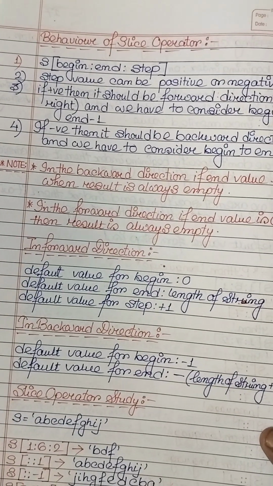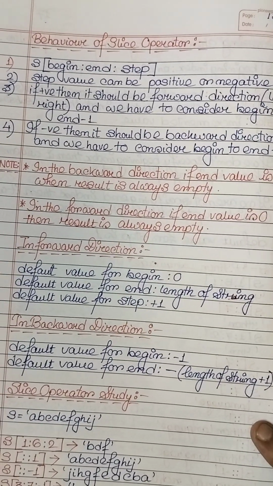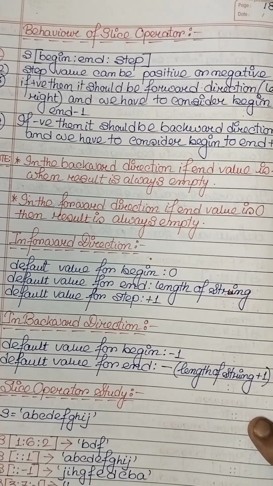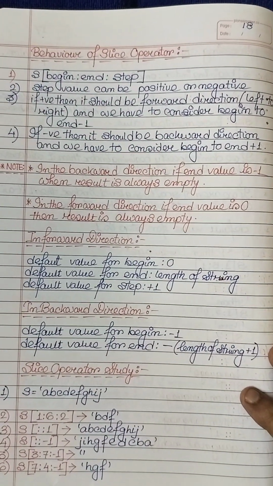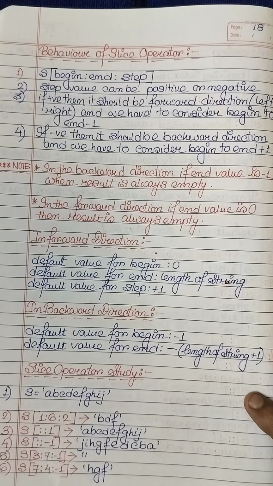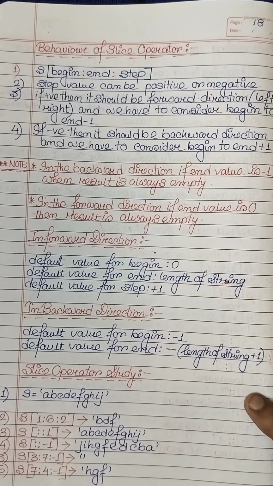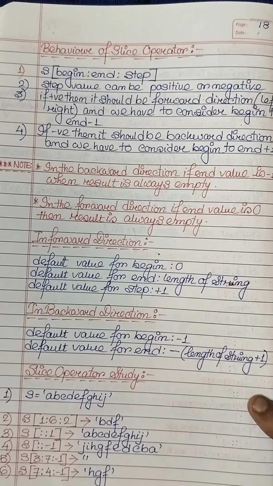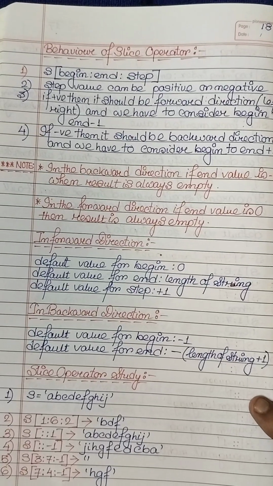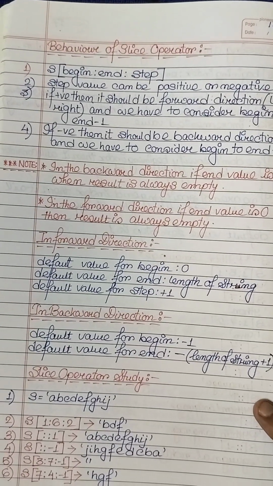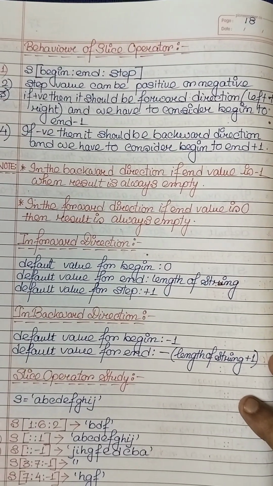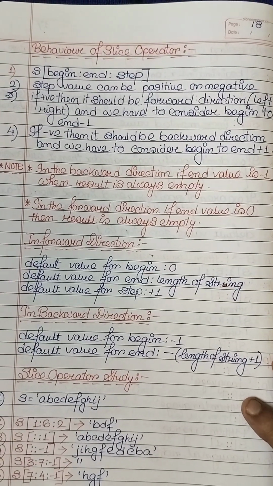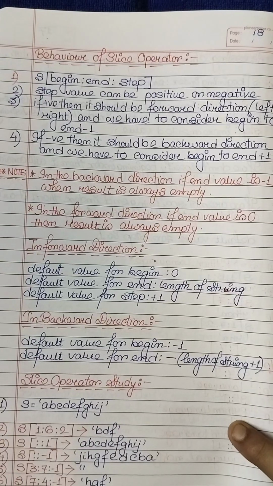Today I am going to explain the behavior of the slice operator in Python language. So what is the behavior of the slice operator? Suppose S is a variable where you can specify begin, end, and step. There are three portions in this. The step value can be positive or negative.